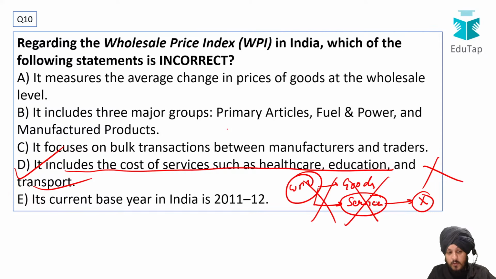And if I ask you another question, out of these three, which one has the highest weightage when we talk about the wholesale price index? Out of primary articles, fuel and power, and manufactured products, which one has the highest weightage? Yes, write it. It is for the manufacturing sector, right, Nilesh? So it is for the manufacturing sector. That is something again you have to remember.